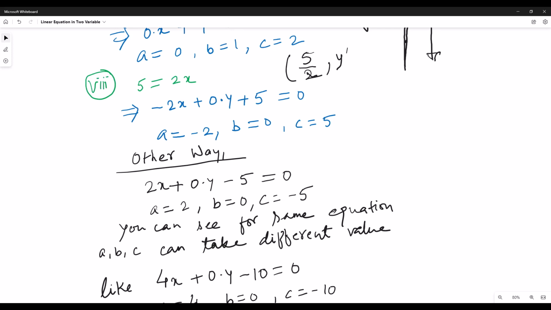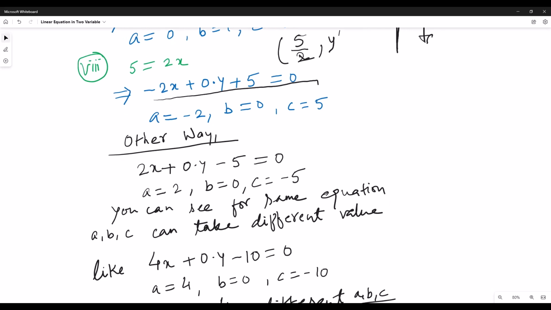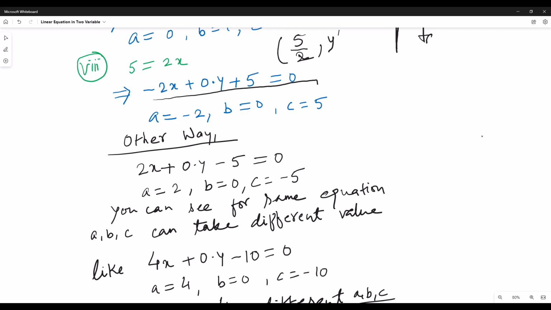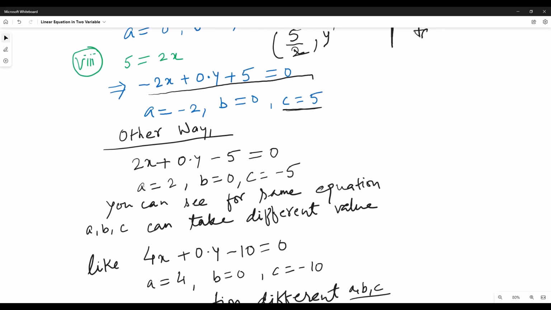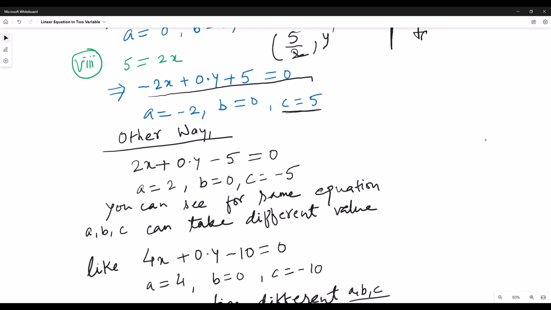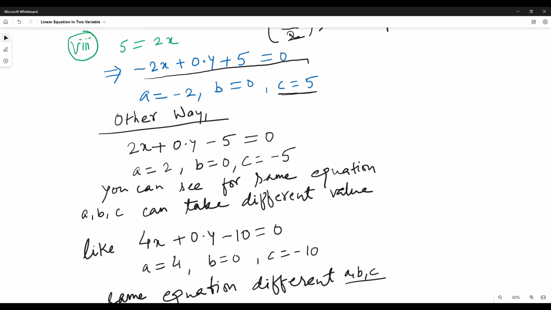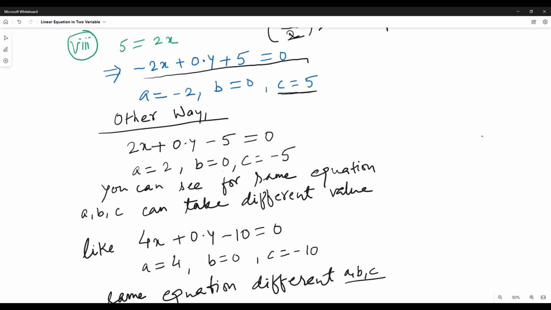So I have written it in the form of minus 2x plus 0y plus 5 equals 0. So a is minus 2, b is 0 and c is 5. As I told you, you can multiply by minus 1 on both sides and the signs of a, b and c will flip. So minus 2 will become 2, b is 0 and c is minus 5, and still the equation is the same.